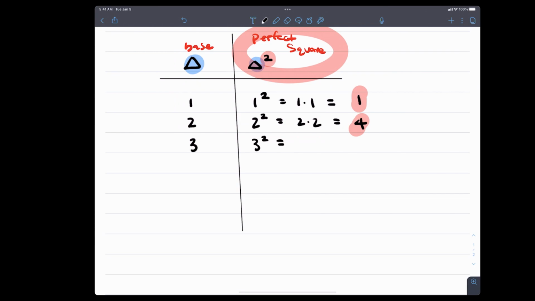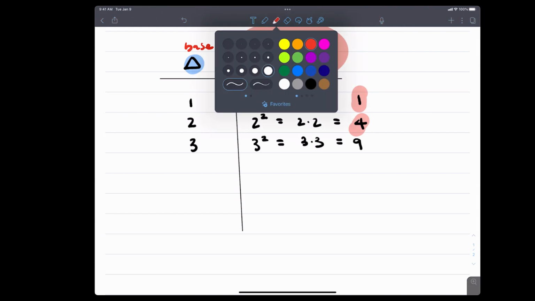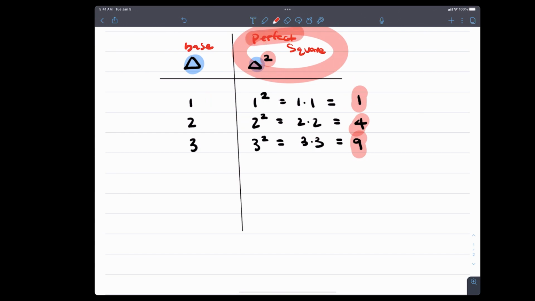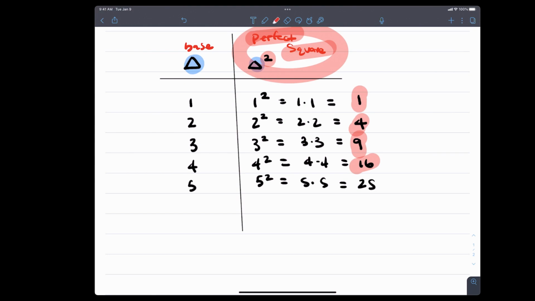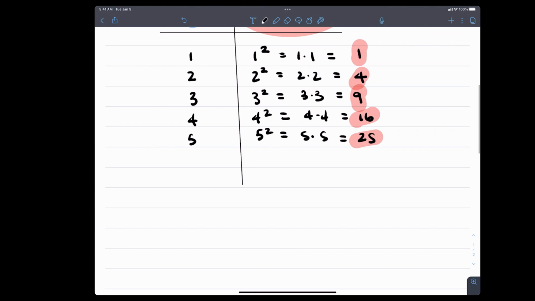3 to the second power. What's 3 times 3? 9. And what do you call the number 9? A perfect square. Good. Take the number 4 and raise that to the second power. What's 4 times 4? And what do you call 16? It's a perfect square. Good. Now, 5 to the second power is 5 times 5. What do you call 25? Perfect square. What do you guys think? Is that okay? Is that easy?